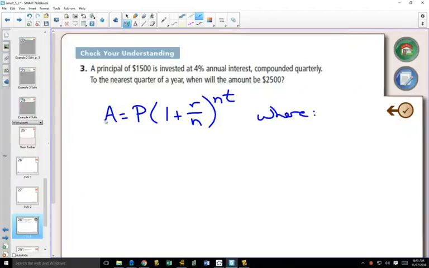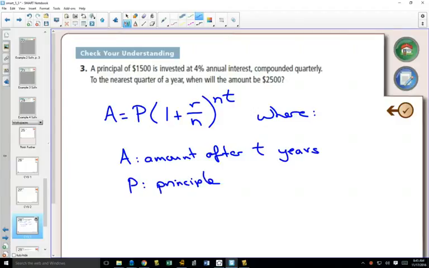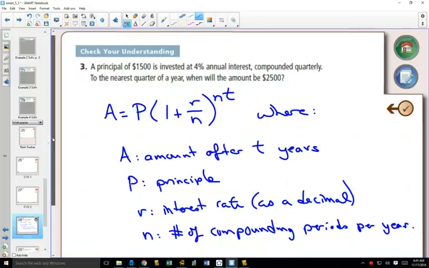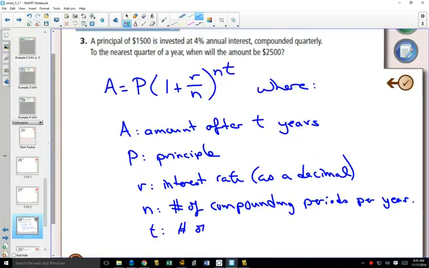and we'll write it out again. A is the amount after t years. P is your principal. R is your interest rate, and it's written as a decimal. N is the number of compounding periods per year. And T is the number of years.